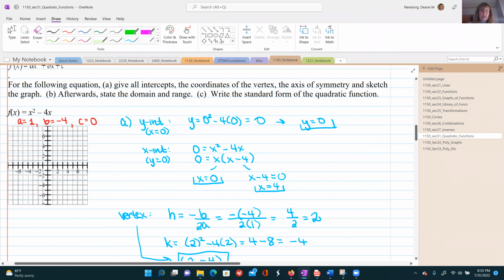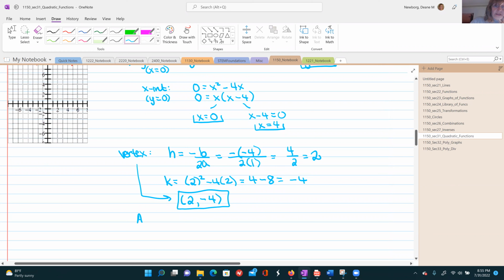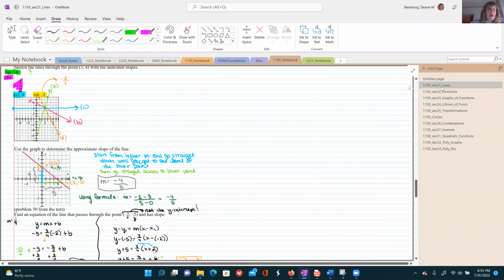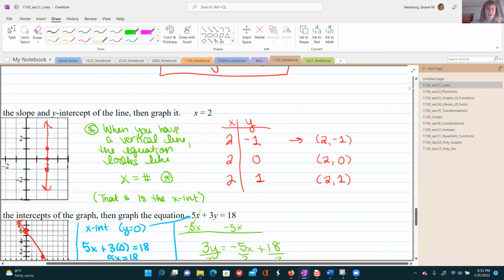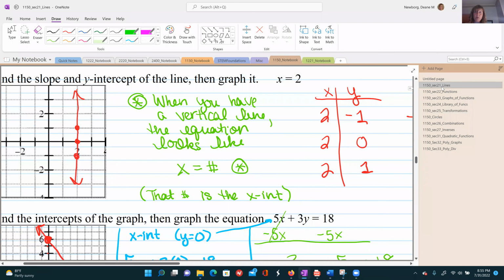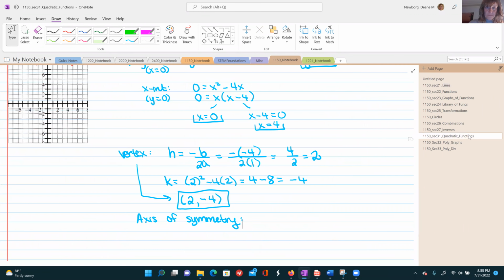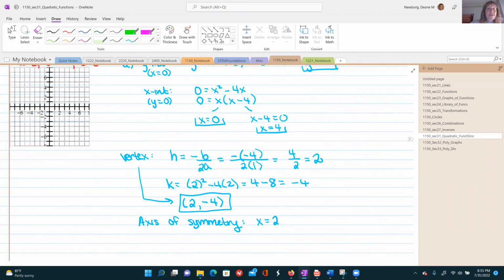Axis of symmetry. So the axis of symmetry is the vertical line that goes through the vertex. If you remember, if we go back and look at our notes from the section on lines, we talked about when we have a vertical line, the equation looks like x equals a number. So it's going to be x equals the x coordinate of the vertex. So it would be x equals 2 in this case. And then it says sketch its graph.